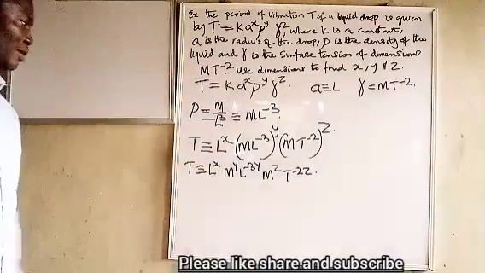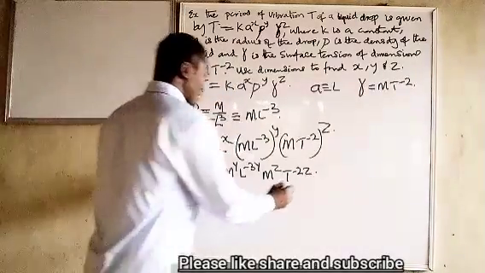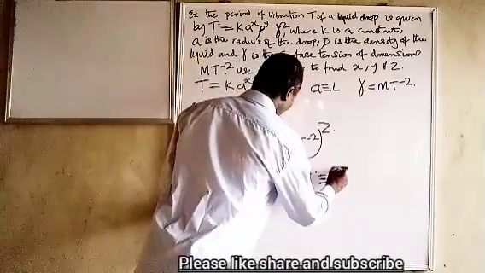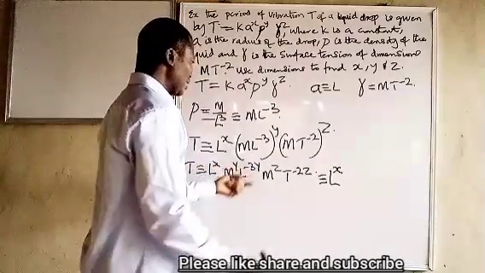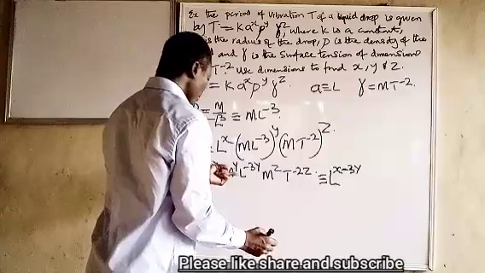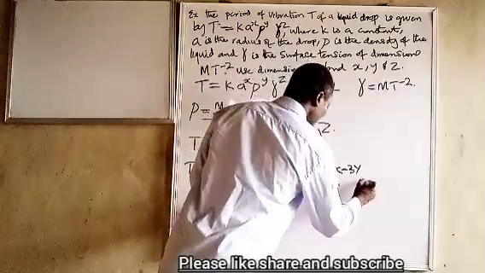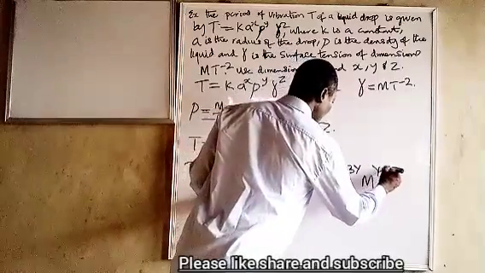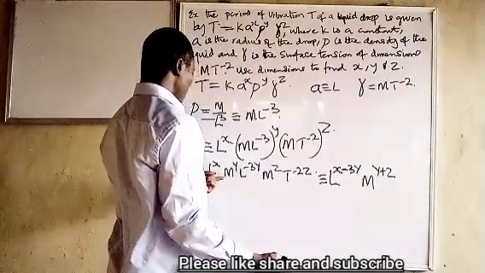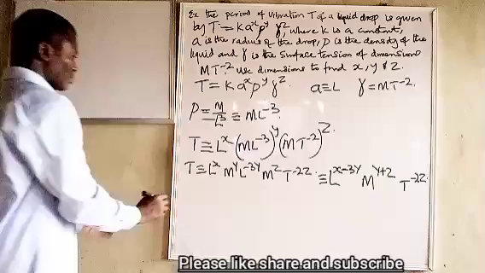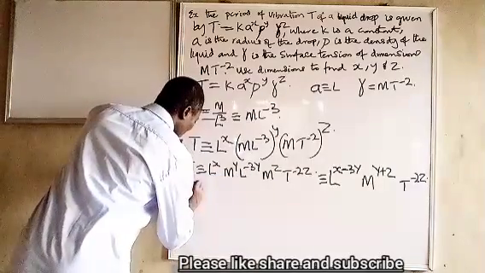So you can see. Now let's gather the like terms. You have L raised to power x minus 3y, M raised to power y plus z, and then T raised to power minus 2z. So we can now work on each, equating the powers.